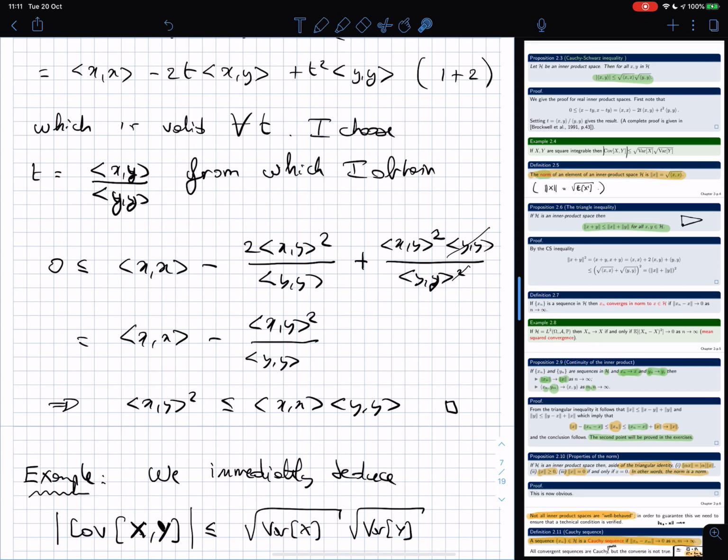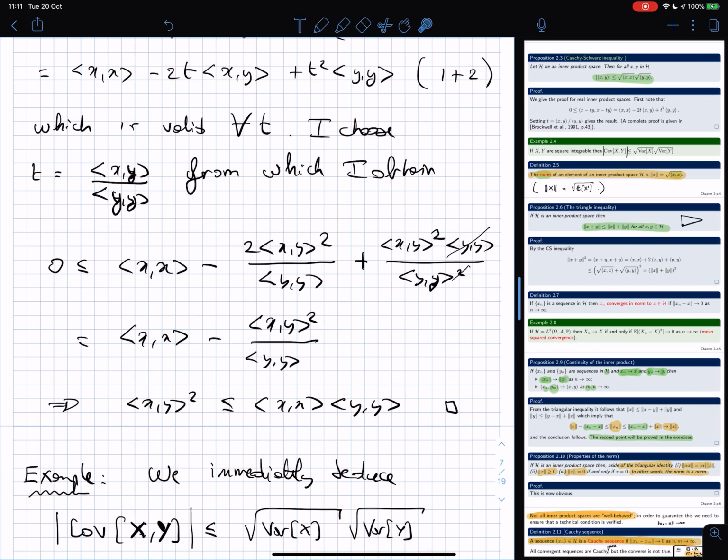Xy squared is less than xx times yy. Wonderful, I'm finished. So a very quick, very easy proof of something that's incredibly powerful. For example, it tells us that the covariance is always less than the product of the individual standard deviations, a result that you have already learned to use in your statistics courses.